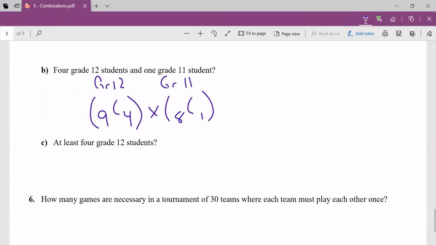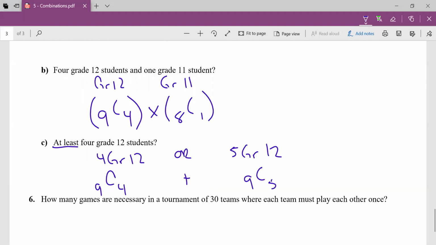At least 4 grade 12 students. At least 4 grade 12. Okay, so what does this mean? Well, I could have 4 grade 12s, or I could have 5 grade 12s, because it's a 5-person committee. Okay, so that means 9C4, or means plus 9C5. Now, what did I miss?